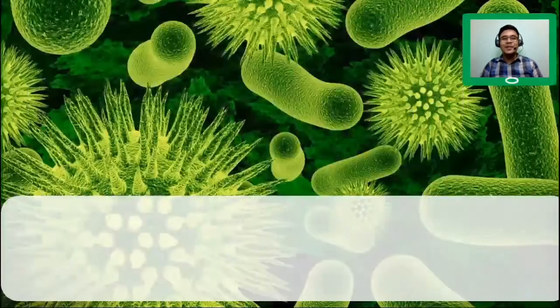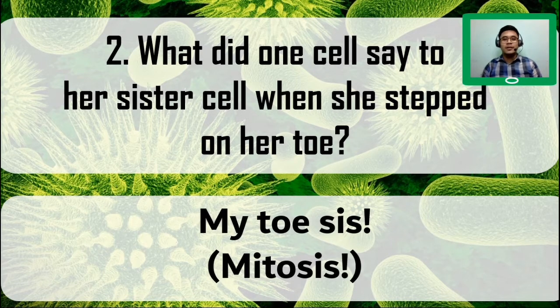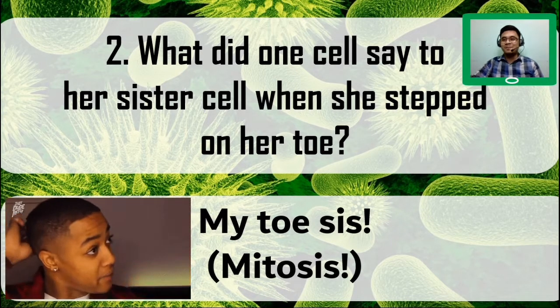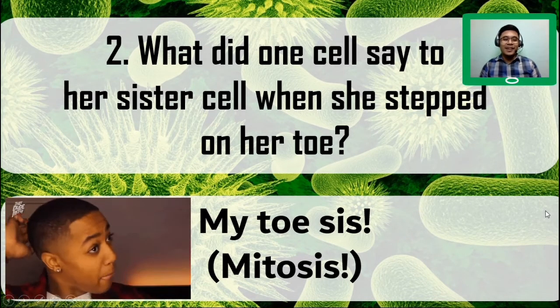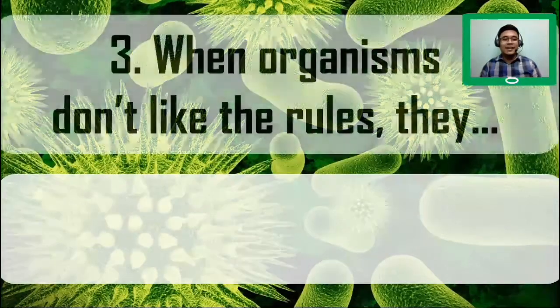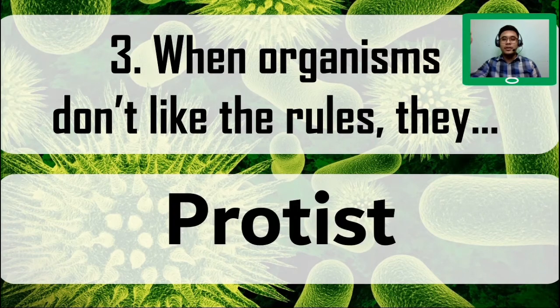Next, question number 2. What did one cell say to her sister cell when she stepped on her toe? The answer is mitosis. Selfie. Next, number 3. When organisms don't like rules, they blank. What do they do? When they don't like rules, they protest.